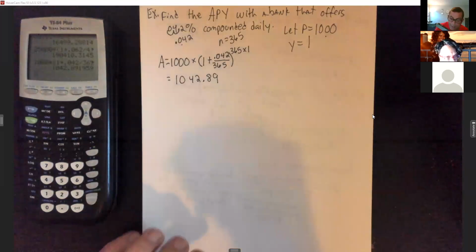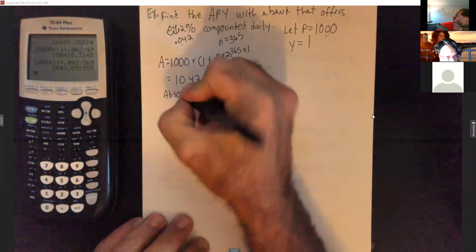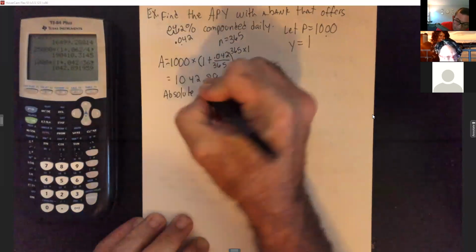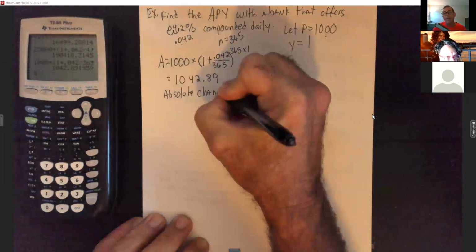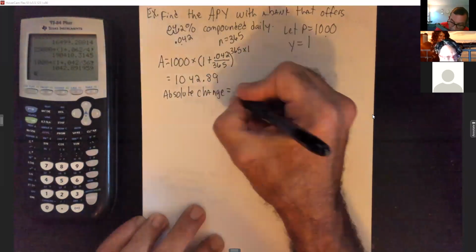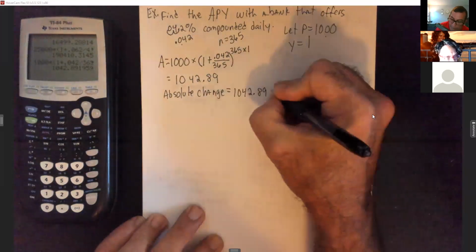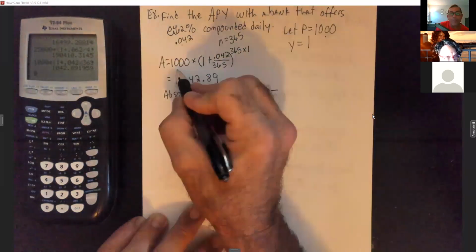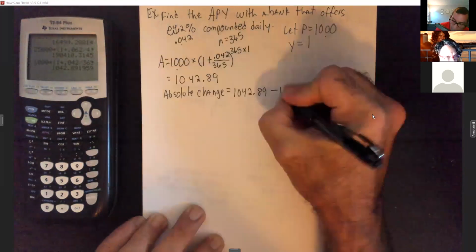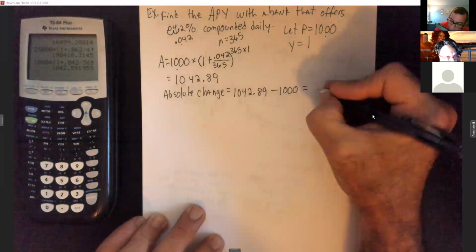Now remember, to find the absolute change, because the absolute change is going to be the top part of that formula when I find that APY. My absolute change is this $1,042.89 minus the starting amount, or my P, which was 1,000. So we figured that out, and that's going to give me what?